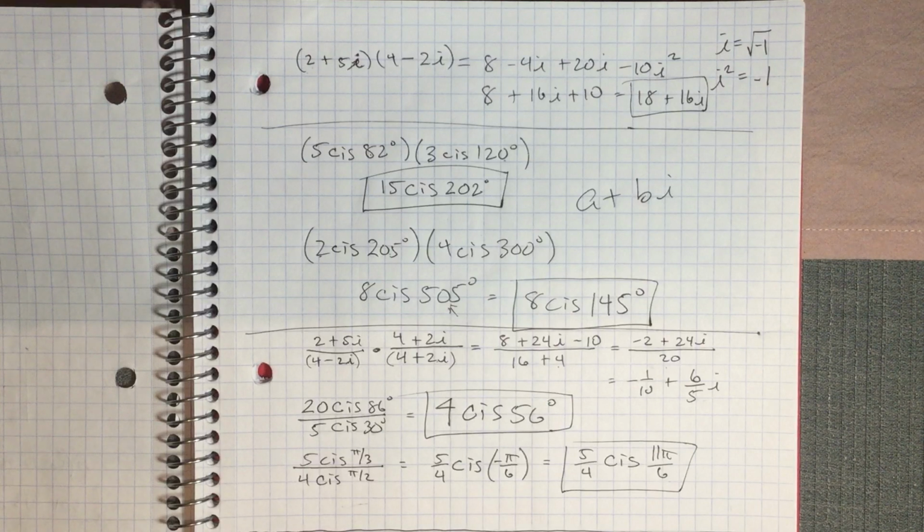Okay, so that is multiplying and dividing with complex numbers in trig form. In the next one, we're going to actually learn a very special theorem called De Moivre's theorem. I'll see you in that video.